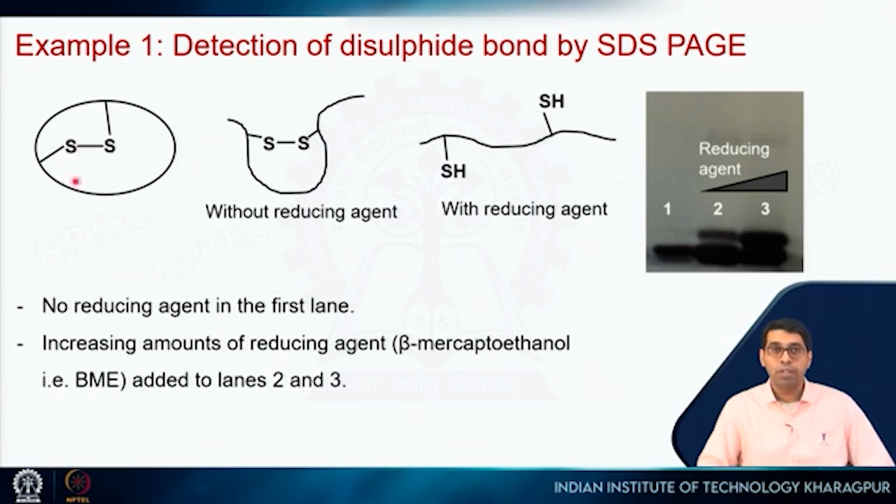Now suppose there are two cysteines which do not form a disulfide bond, then under these two conditions, in the presence of reducing agent you will get this, in the absence of reducing agent also you will get this, right? Because they are not forming a disulfide bond. So you will not see a second band when you add reducing agent, right? So from this simple experiment you can tell whether the two cysteines present are forming disulfide bonds or not.